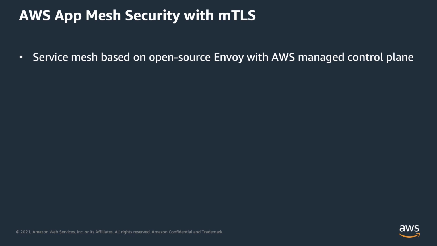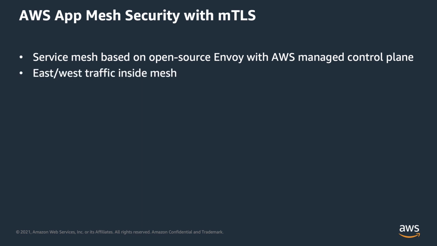AWS App Mesh is basically a service mesh based on the open source Envoy project. And what AWS has done is they have offered a custom Envoy container image as well as built a managed control plane for the App Mesh network. So that's what the AWS App Mesh service is.